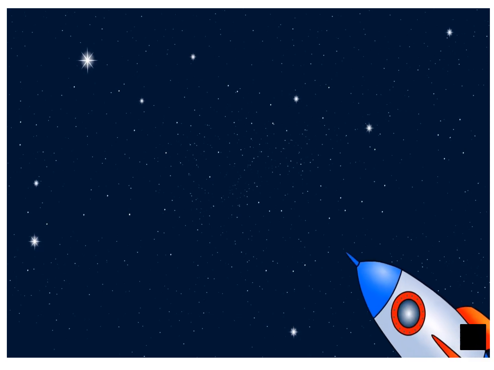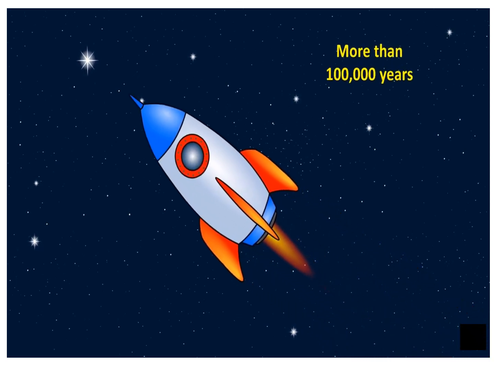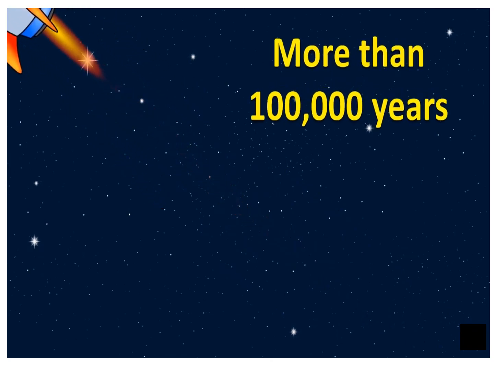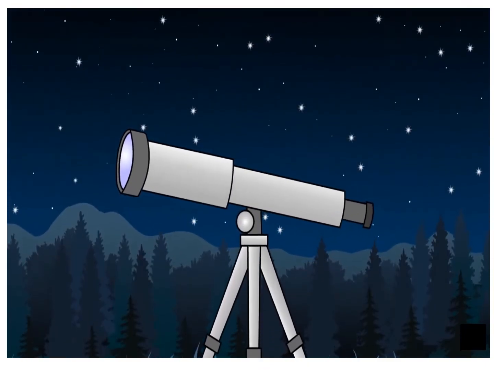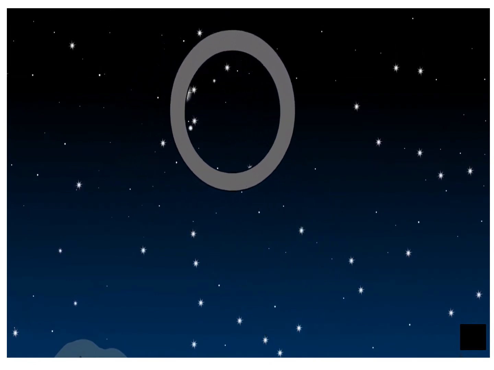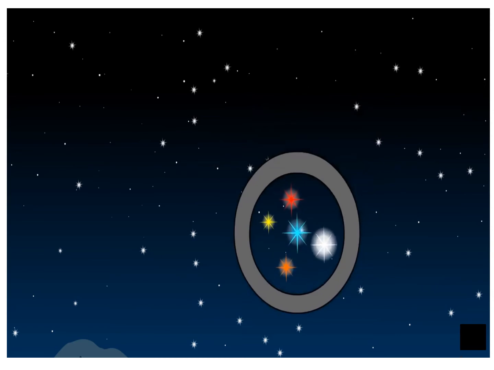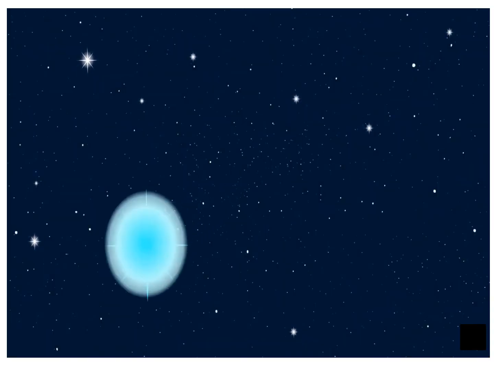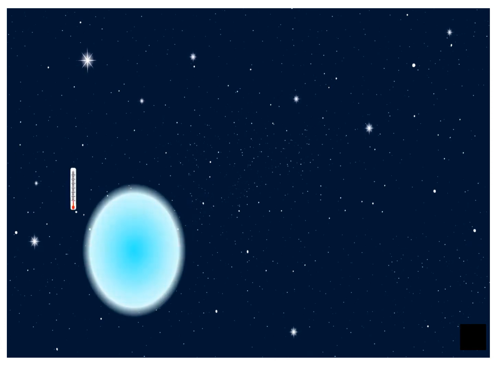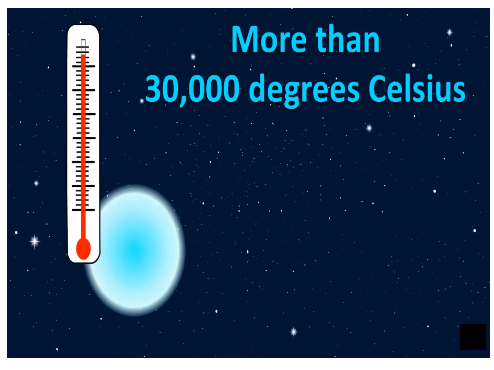In order to get to even the closest star, not counting the sun, we would have to fly for more than 100,000 years. Stars differ in size, brightness, and color. Also, the stars can vary in temperature. Blue stars seem to be cold, but in fact they are the hottest ones, with a temperature of more than 30,000 degrees Celsius.